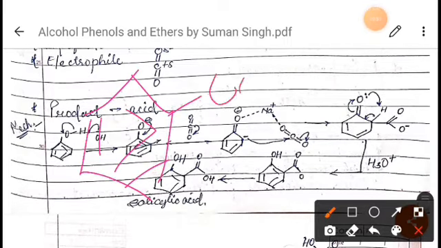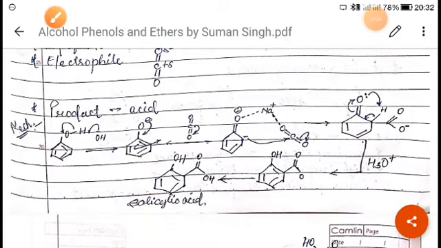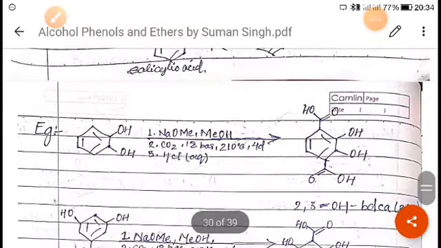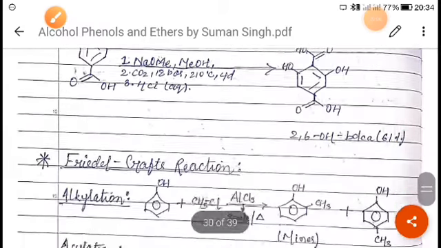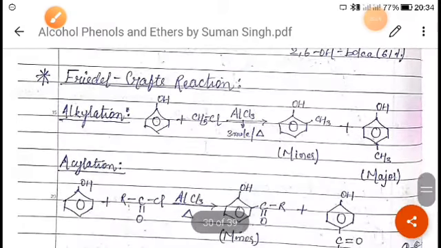I hope you have understood. Now you have understood the mechanism, right? Those two examples I have given you, we have got salicylic acid here, right? So this was about the Kolbe reaction. Here are some of the examples, as you can see. Next we will see the Friedel-Crafts reaction.